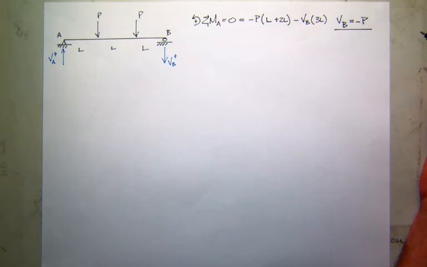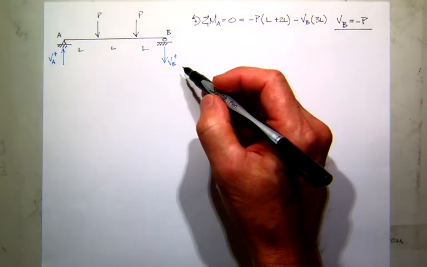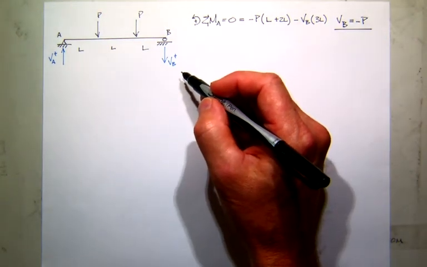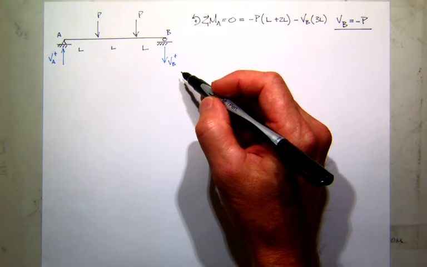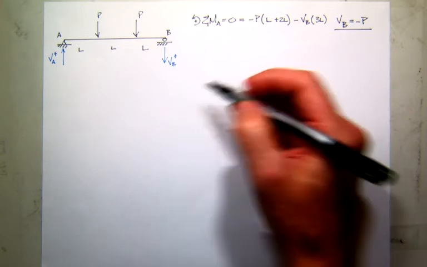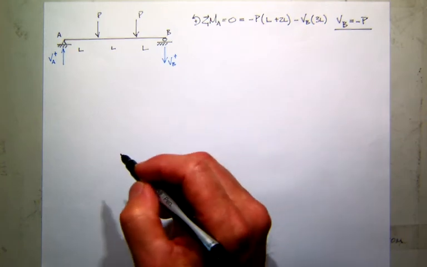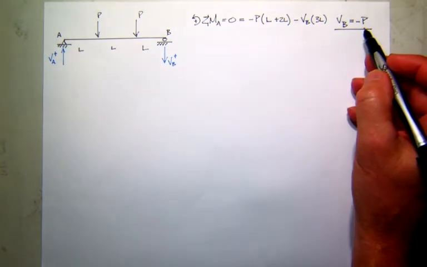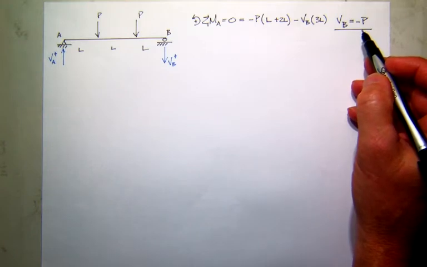Does that mean we assumed correctly? Yes, I assumed a correct positive shear force. There is no assumption for that. There is positive shear force, and it's down on the right side. So that way I know when I draw my shear diagram, my shear at B should be negative P.